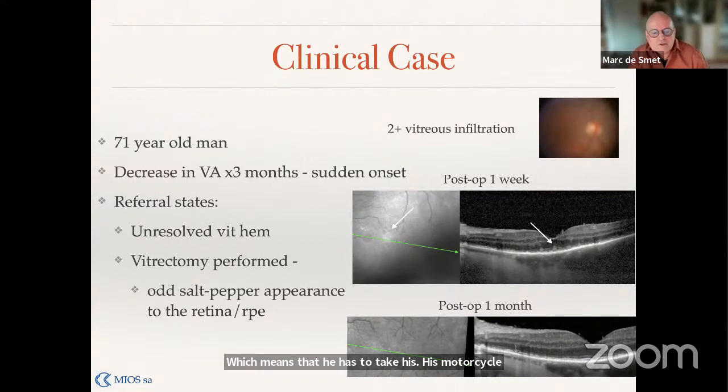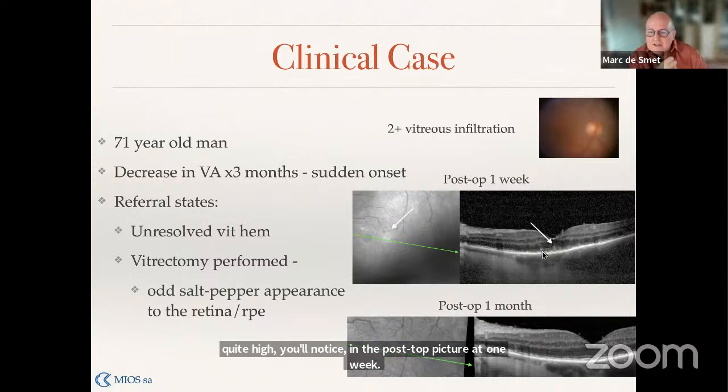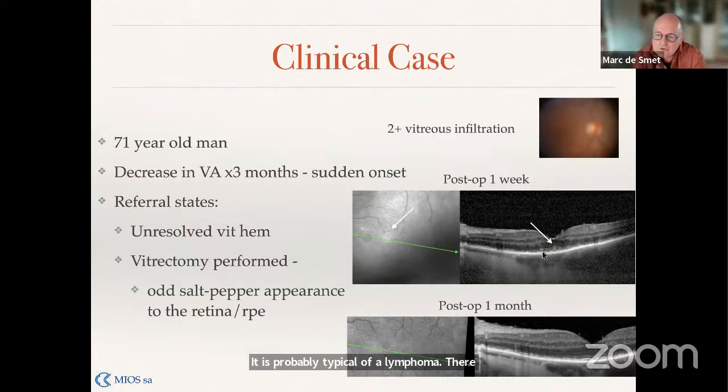During the vitrectomy, there's a salt and pepper appearance. Vitreous haze is quite high. You'll notice in the post-op picture at 1 week, it is probably typical of a lymphoma. There are also deposits on the surface of the retina. He's treated with some steroids topically, and you can see that a month later, it has largely resolved.